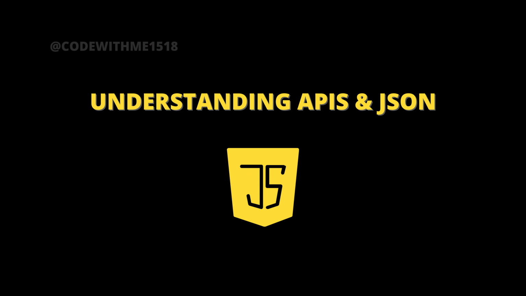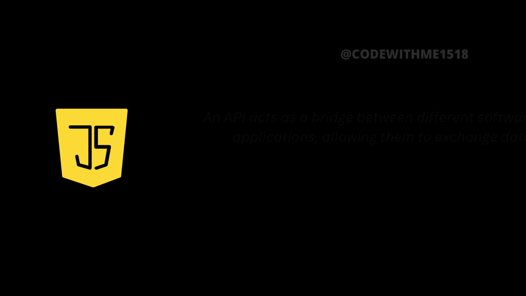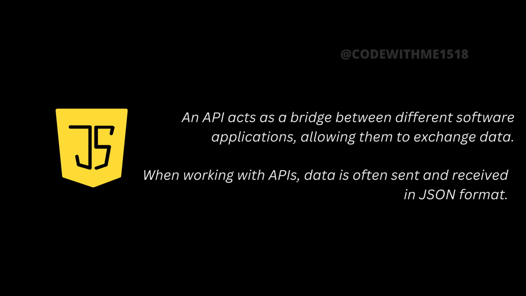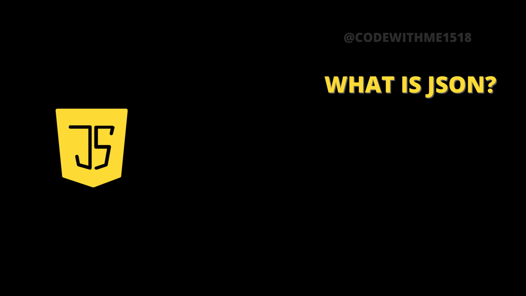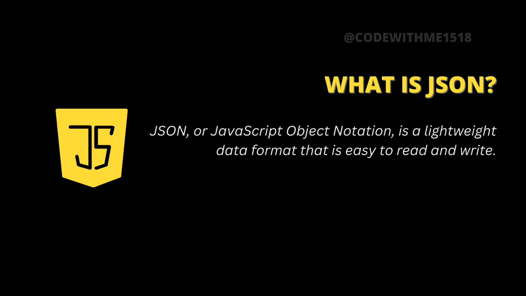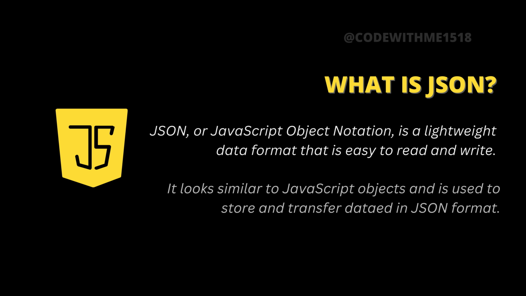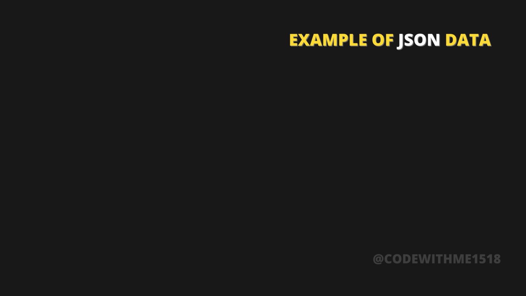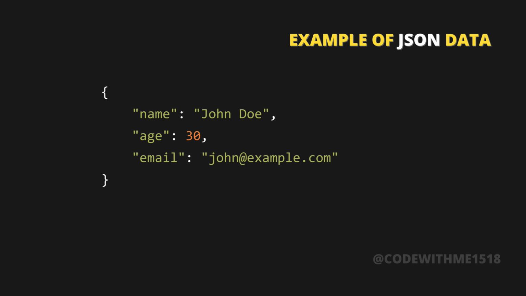Understanding APIs and JSON. An API acts as a bridge between different software applications, allowing them to exchange data. When working with APIs, data is often sent and received in JSON format. What is JSON? JSON, or JavaScript Object Notation, is a lightweight data format that is easy to read and write. It looks similar to JavaScript objects and is used to store and transfer data. Example of JSON data: name John Doe, age 30, email john@example.com.